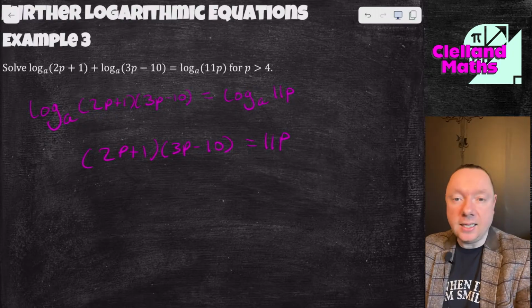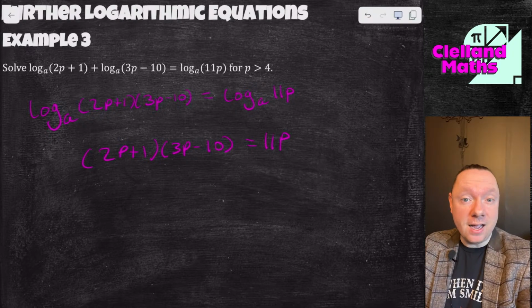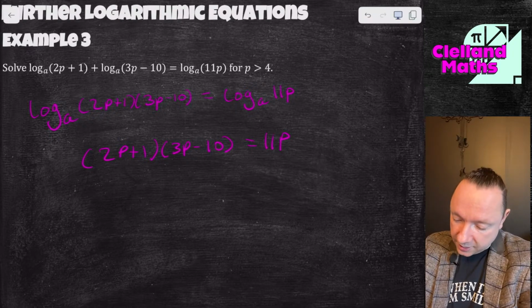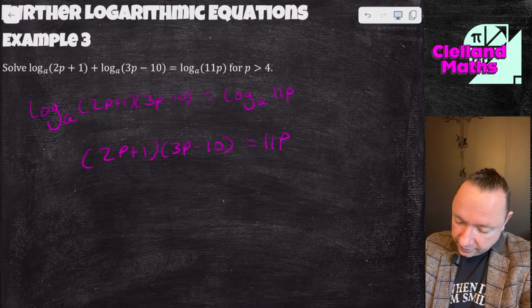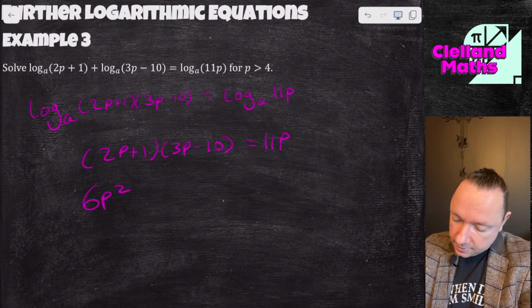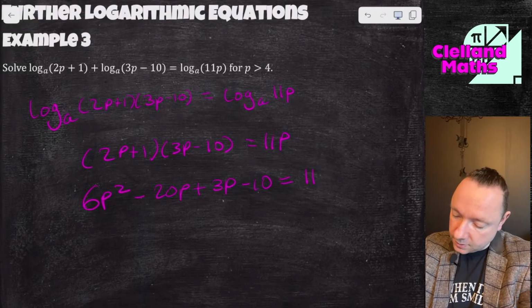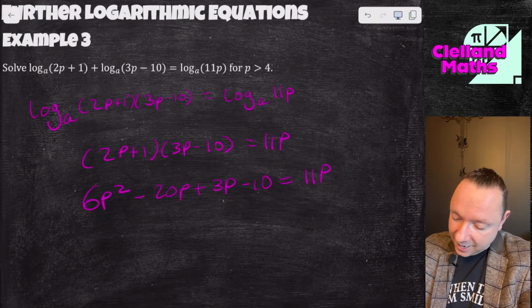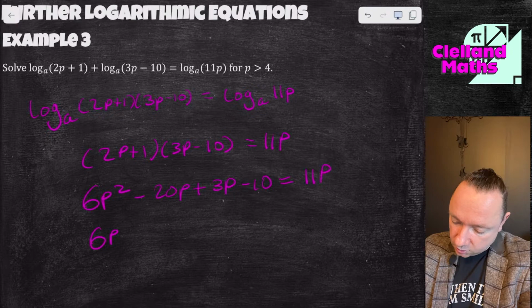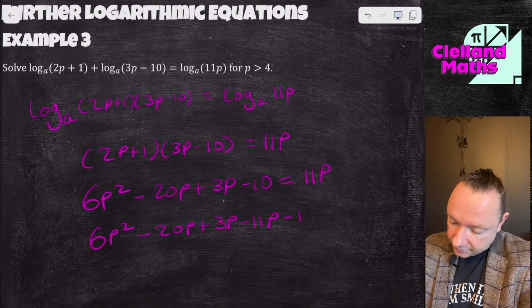Well, that's double brackets equals something, so I need to get that equal to 0, so I'm going to have to expand the brackets. So 2 times 3 is 6p squared, minus 20p, plus 3p, minus 10. You can use FOIL or a grid or anything else you want. Moving everything to the left, you get 6p squared, minus 20p, plus 3p, minus 11p, minus 10 is 0.